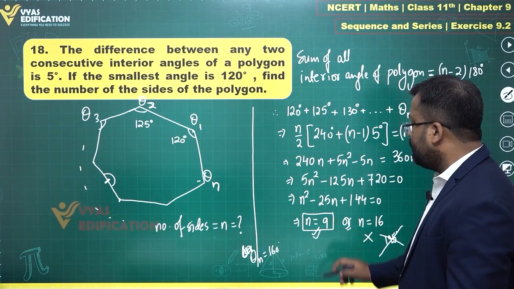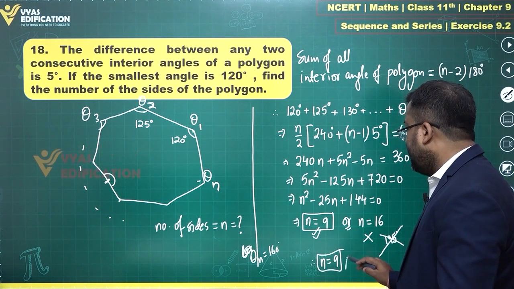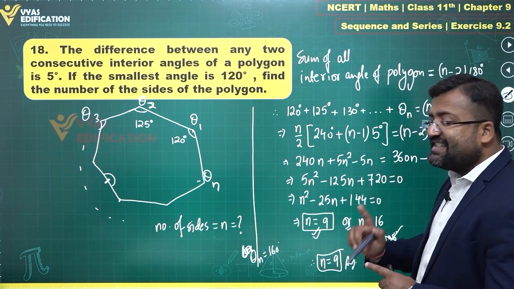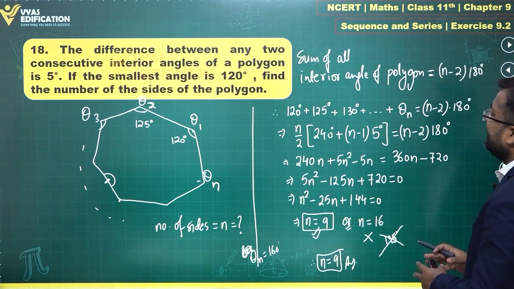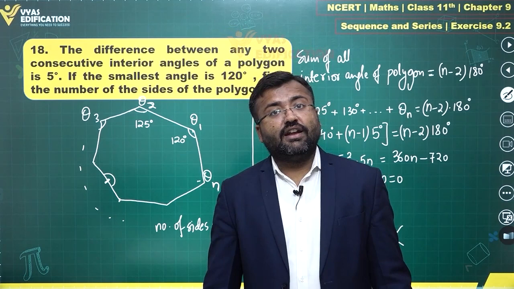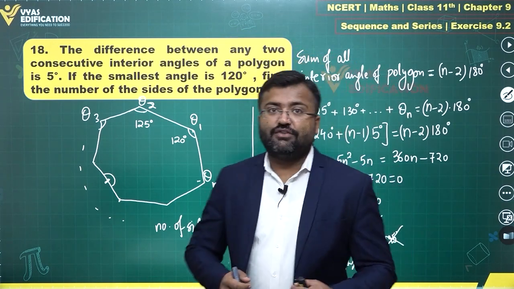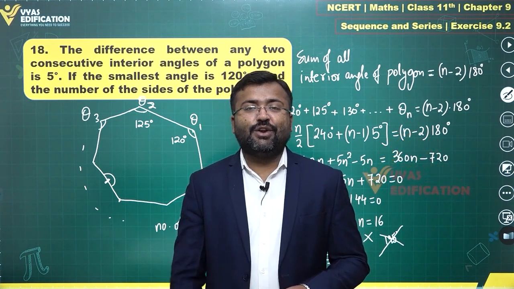n equals 9 is okay, and therefore n equals 9 is my final answer. With proper understanding and logic, n equals 16 is incorrect. That's the correct answer for this question number 18, as you can see over here. With this, we come to the conclusion of this particular exercise from the chapter Sequence and Series. Till the next video, all the best.